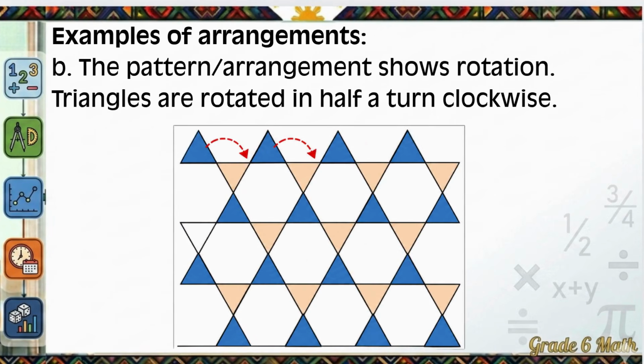What do you see in the picture? The image shows a pattern made of triangles arranged in rows. Some triangles are pointing up, and some are pointing down. The colors, blue and light orange, help us notice the pattern more clearly.